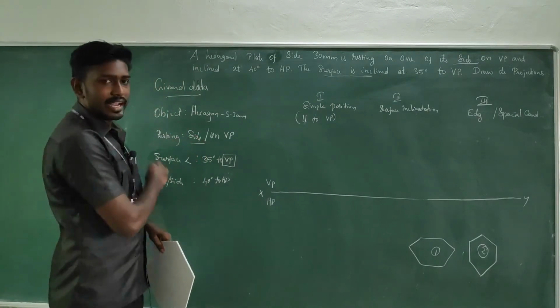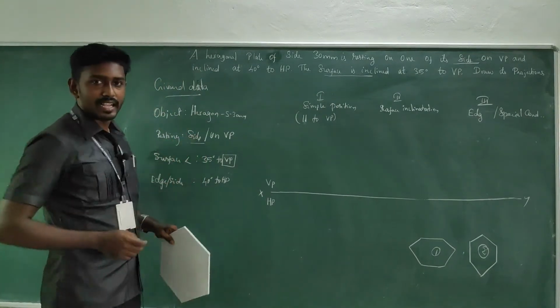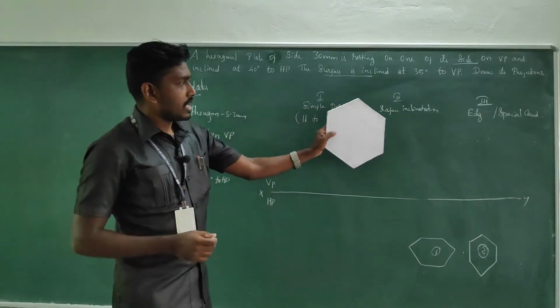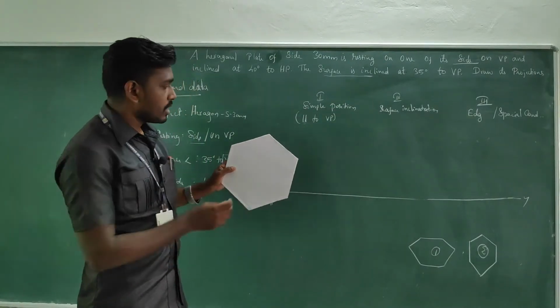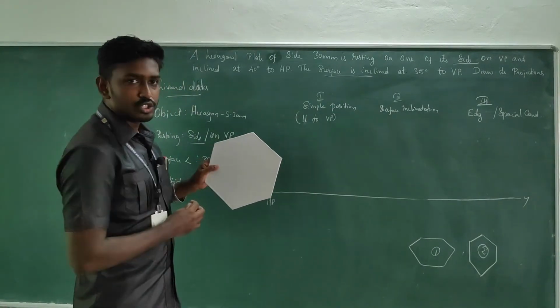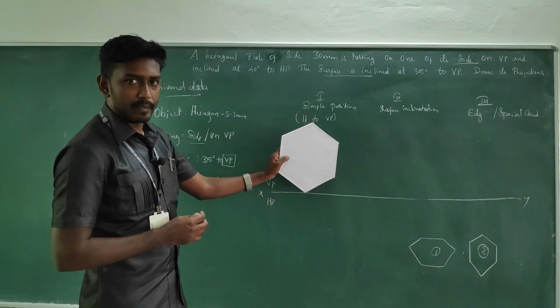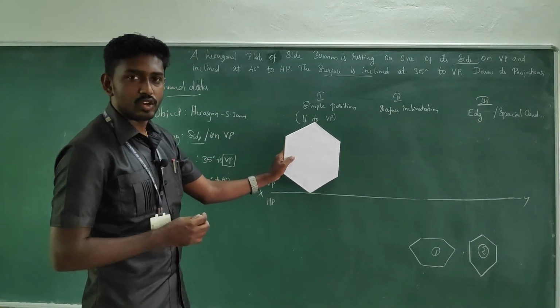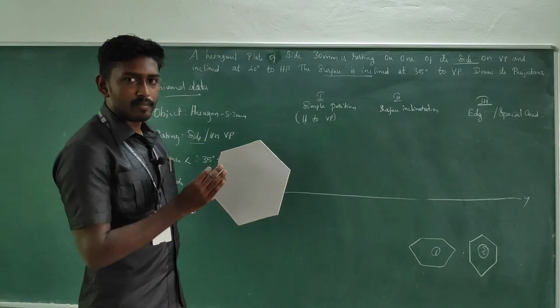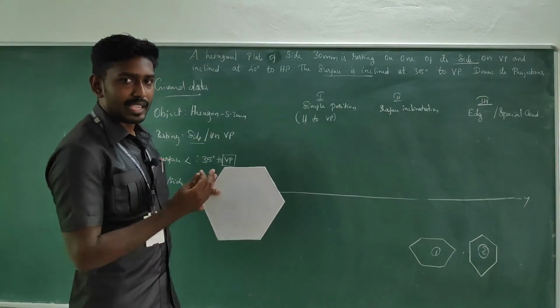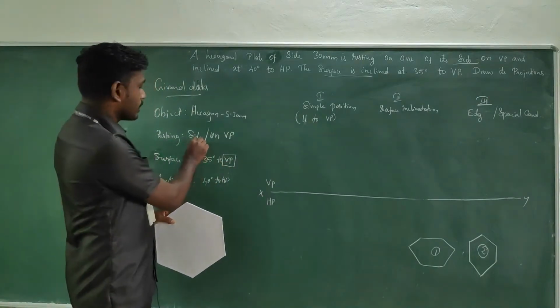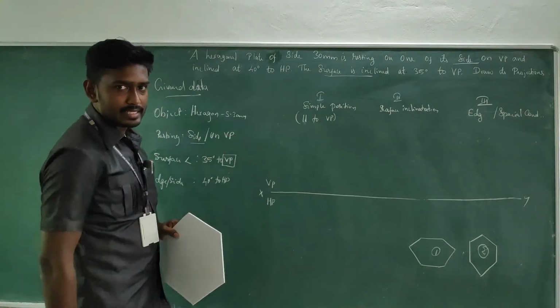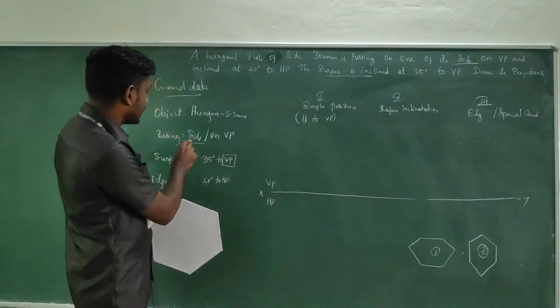Here it is resting with the side. So when we are tilting the surface, the edge should rest on VP. So always we know, we have the practice, always we used to keep the resting part to come on the right side. Here the edge is resting.